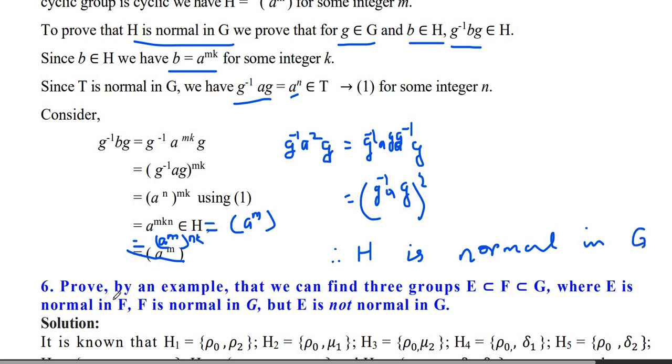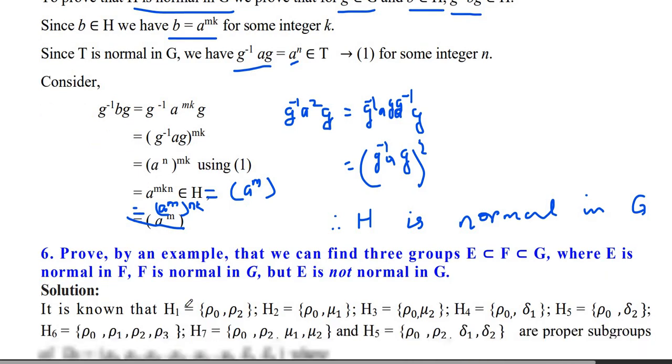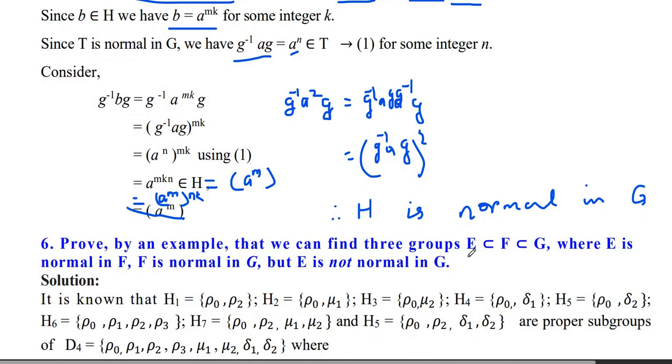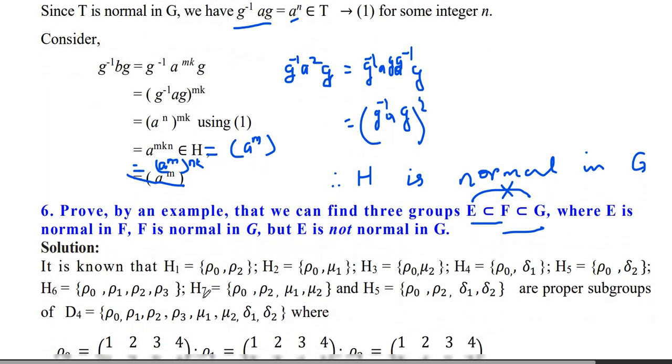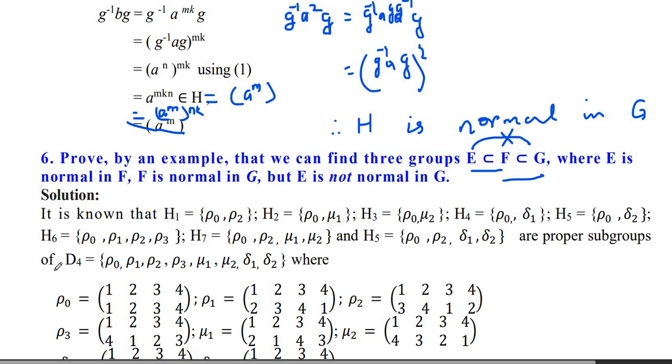Next, we have to prove by an example that we can find three groups E, F and G with E contained in F contained in G, with E normal in F and F normal in G, but E not normal in G. So for that we shall consider D4. Our G in this case is D4. We have these to be the subgroups. All these are already discussed under section 2.4 subgroups.